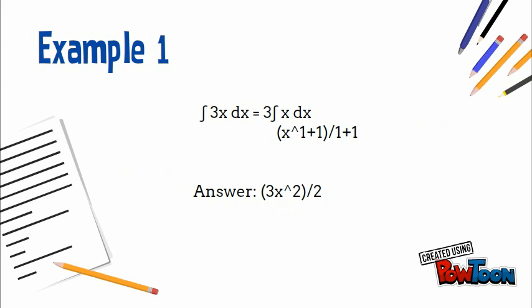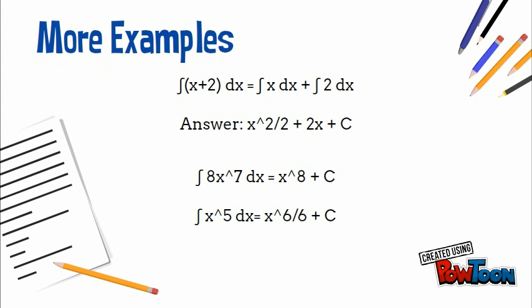Example number 1. Integrate 3x dx. First, I follow the constant multiple rule and I take the 3 outside the integral, and I have x dx left. Technically, it's x to the first, so 1 plus 1, x squared, divided by 1 plus 1, which is 2. Which gives me my final answer, 3x squared divided by 2.